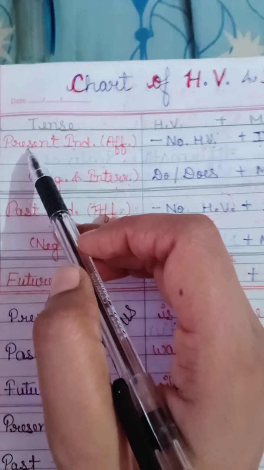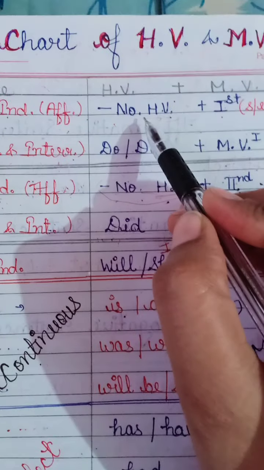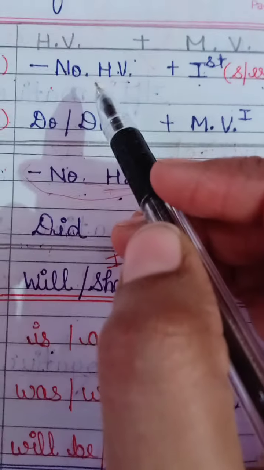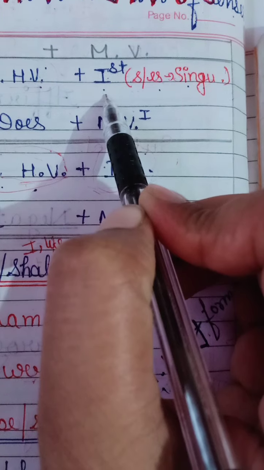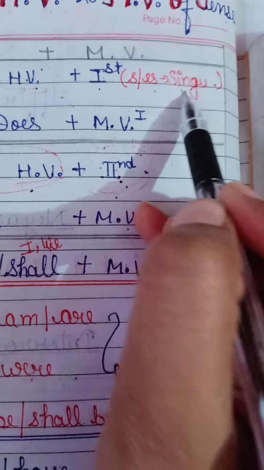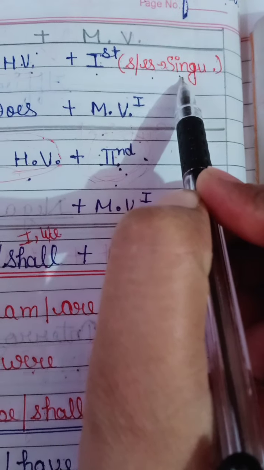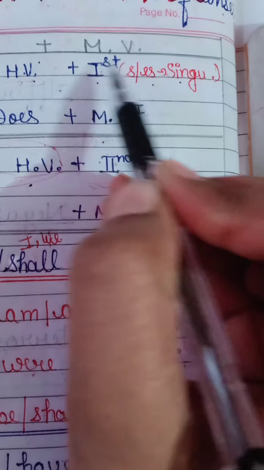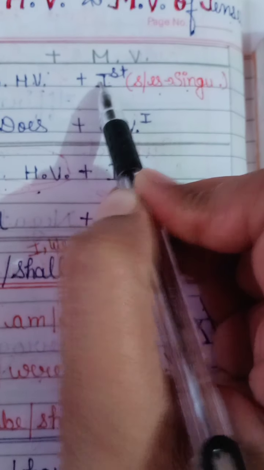So listen, guys. If we are going to start with present indefinite affirmative, first of all we should remember that it takes no helping verb, and it takes the first form of the main verb. But if the subject is singular, we add s or es along with the first form of the main verb.